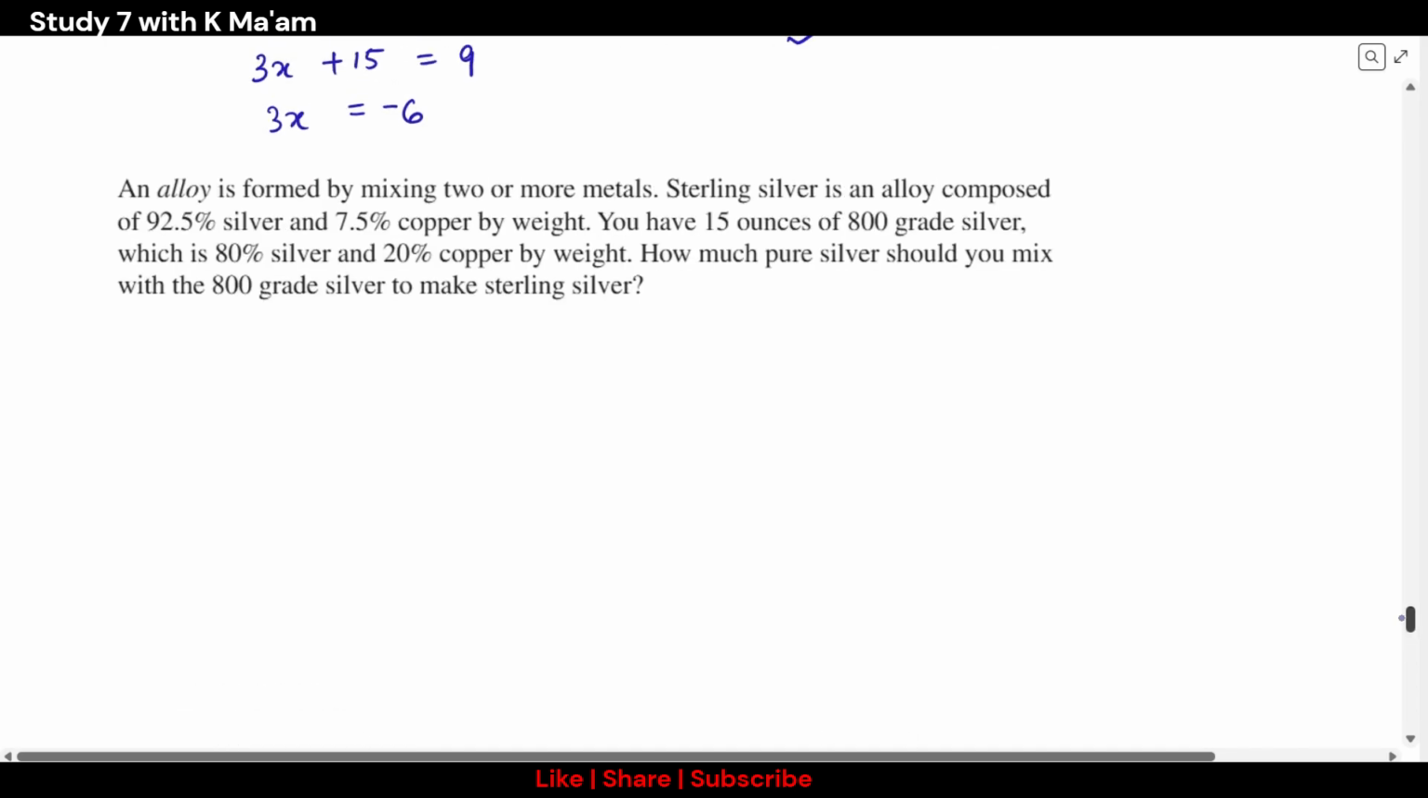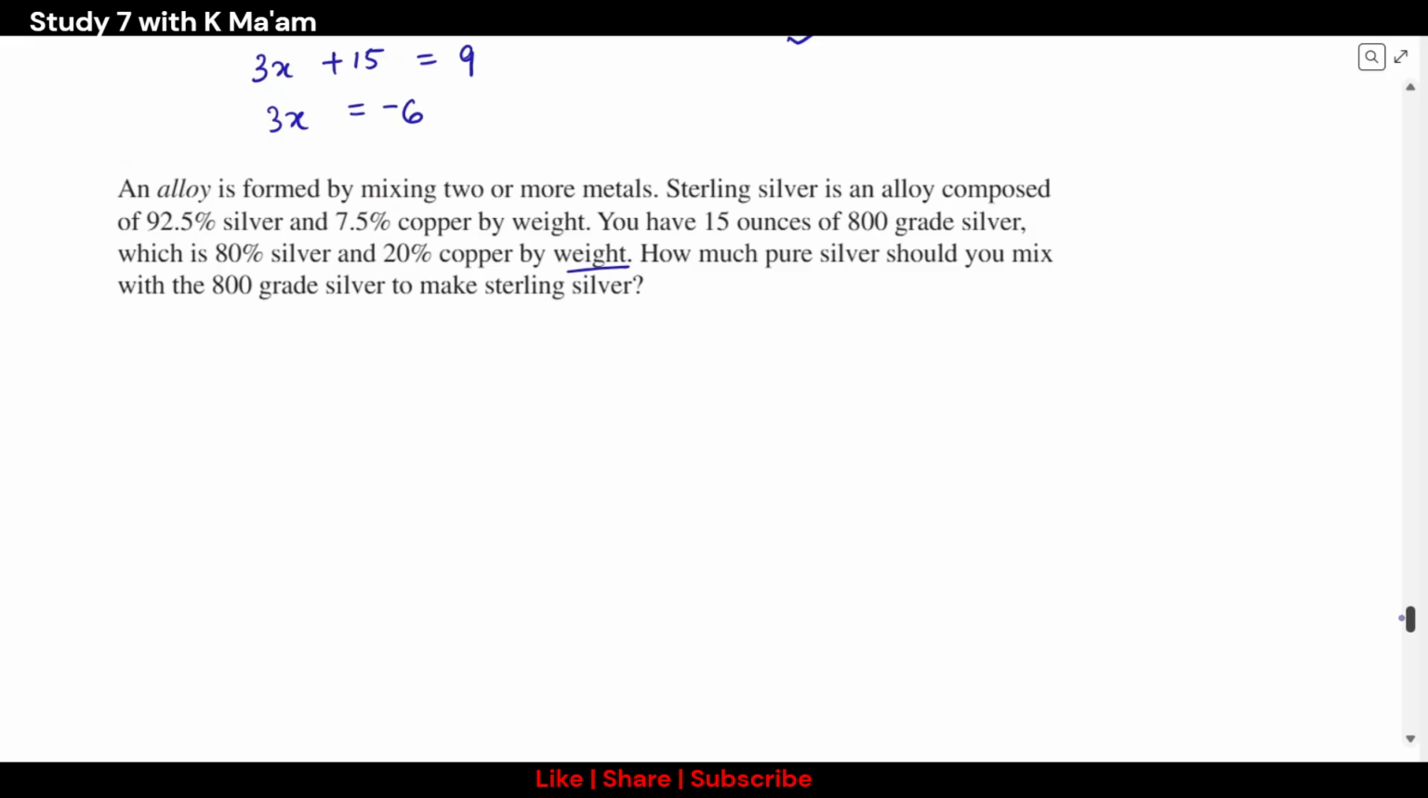Next: an alloy is formed by mixing 2 or more metals. Sterling silver is an alloy composed of 92.5% silver and 7.5% copper by weight. You have 15 ounces of 800 grade silver, which is 80% silver and 20% copper by weight. How much pure silver should you mix with the 800 grade silver to make sterling silver?